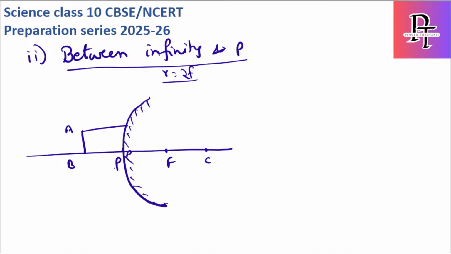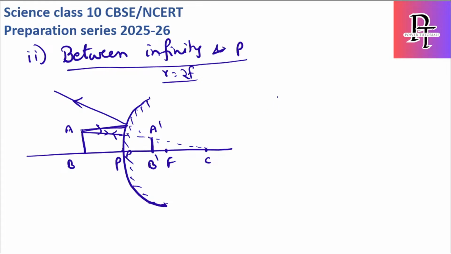So I told you the first ray will appear to come from the focus. The second ray is drawn with respect to C. Why? Because any ray passing through the center gets reflected along the same path. So this is the incident ray, this will be the reflection, and it appears to be coming from the center. These two rays intersect at this point, and this is nothing but the image.